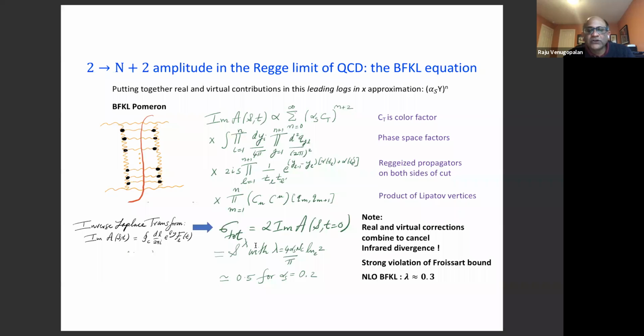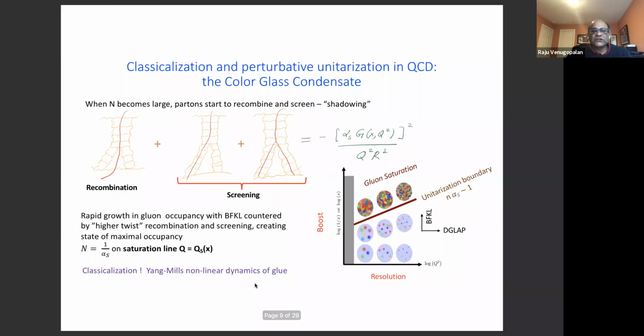So it's square root of s. If this is a power squared of s, then lambda would be 0.3, as opposed to 1 for the case of square root of s. So it's still a rapid growth, but that's what you get from perturbation theory.